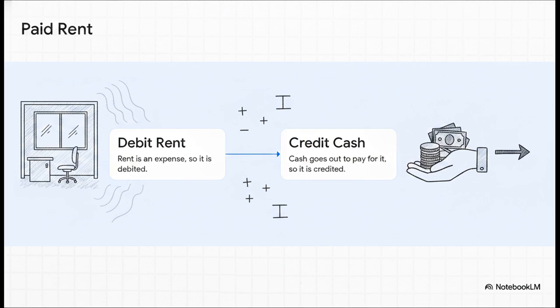Let's look at rent as an example. If you pay 1,000 rupees for your office space, what's actually happening? Well, the business receives the invisible benefit of getting to use that physical space for the month. That's an expense. The benefit is coming to you, so it's debited. Meanwhile, the cash physically going out is credited based on our real account rule from earlier.